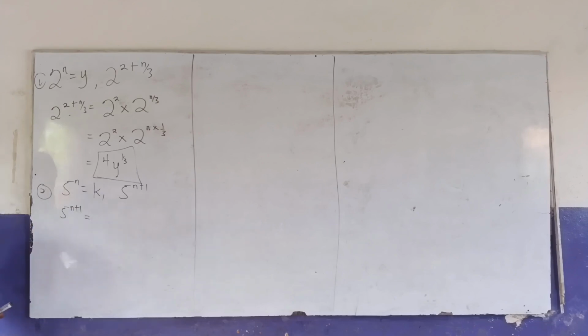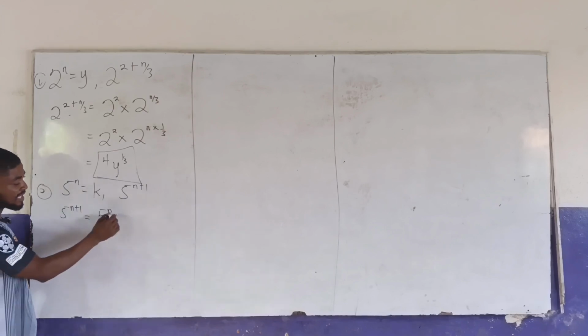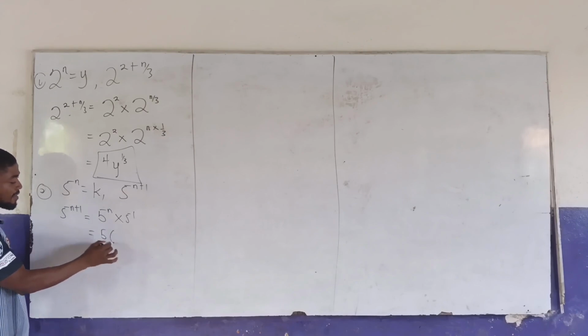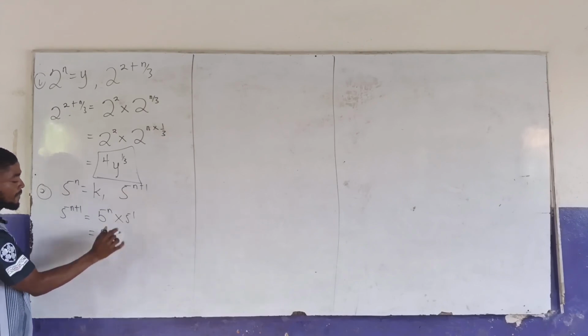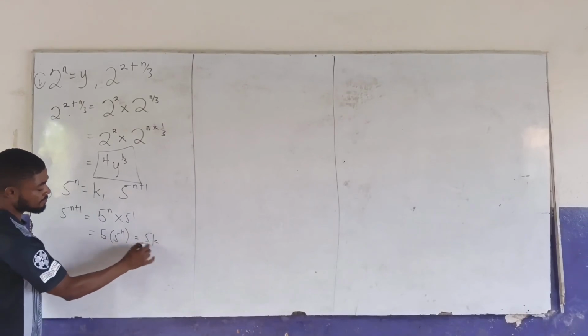Again, we work with this side. Try as much as possible to get 5 to the power n isolated, which is 5 to the power n, by the laws of indices, times 5 to the power 1, which is 5. What is the value of 5 to the power n? That is k. And so we get 5k.